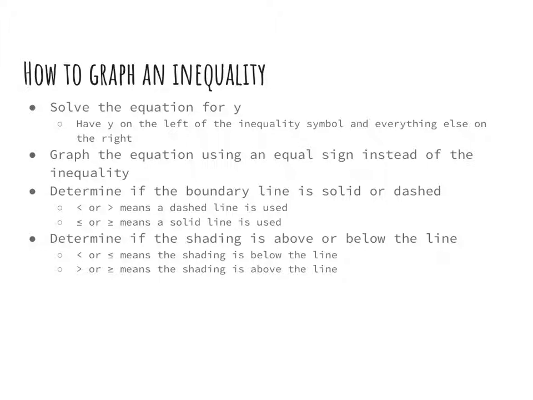And then we determine if the shading is above or below our line. Less than or equal to means we shade below. Greater than or equal to means we shade above. So these 4 steps will tell us how to graph an inequality.